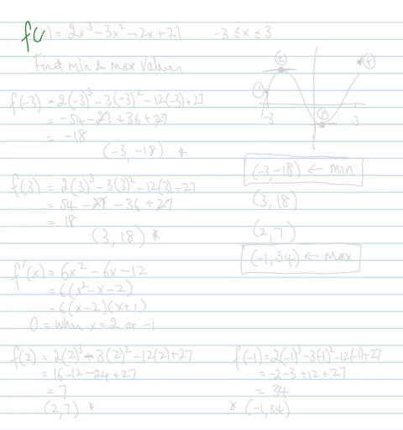Okay, we're given a function here, f of x equals 2x cubed, take 3x squared, take 12x plus 27. We're given a domain for x between minus 3 and 3 inclusive, and we had to find the minimum and maximum values in that domain. Okay, so we've got a cubic function here.